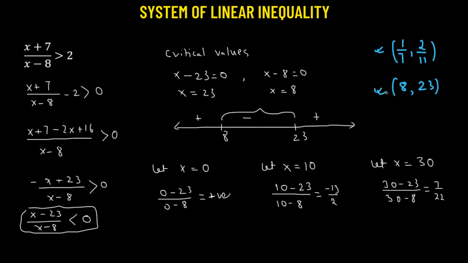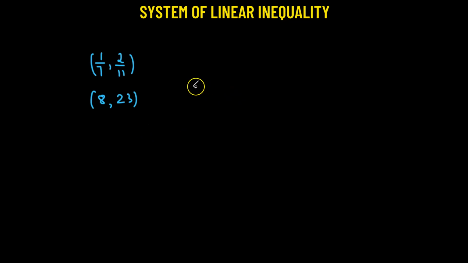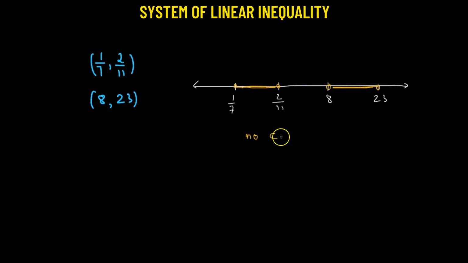So let's do that. We'll begin by considering our real number line. On the real number line, we'll have x equals 1 over 7, x equals 2 over 11, x equals 8, and x equals 23. So here we have our solution. For the first linear inequality, we have a solution lying between 1 over 7 and 2 over 11. And for the second linear inequality, we have a solution lying between 8 and 23. Clearly, there is no overlap between the solutions of the two inequalities. So that means we do not have any common solution. Since there is no common solution, we can say that the given system of linear inequalities has no solution.